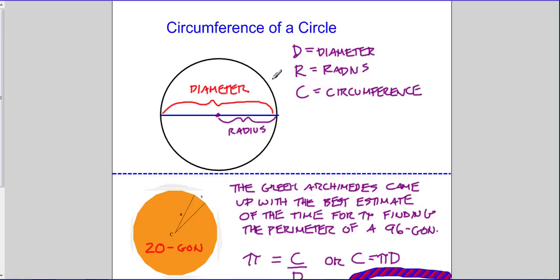So circumference of a circle, again, the diameter is a line segment that runs through the center and intersects two points on the circle, and a radius runs from the center to a point on the circle. And remember once again that diameter is 2r, or r is half of a diameter.